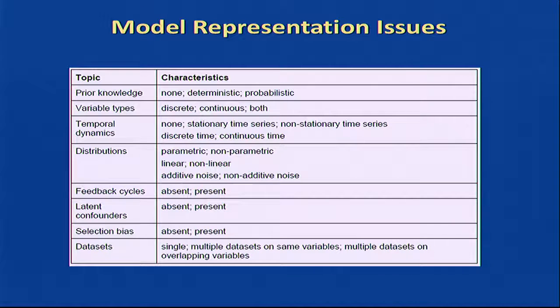So there's lots of model representation issues. In some cases, you can assume you have no prior knowledge about anything about the networks. You can assume you have deterministic, you can have probabilistic relationships. The variables can be discrete, continuous, or both. You might have no time dynamics. It might be a cross-sectional study. There might be time series. There might be discrete time, continuous time, et cetera. Distributional assumptions have to be made. Feedback can be treated as absent or present. Latent confounders can be treated as absent or present, et cetera, et cetera. So there's been a myriad of contexts in which different kinds of assumptions have been studied in terms of what we can actually learn and what we can't learn from those different contexts.